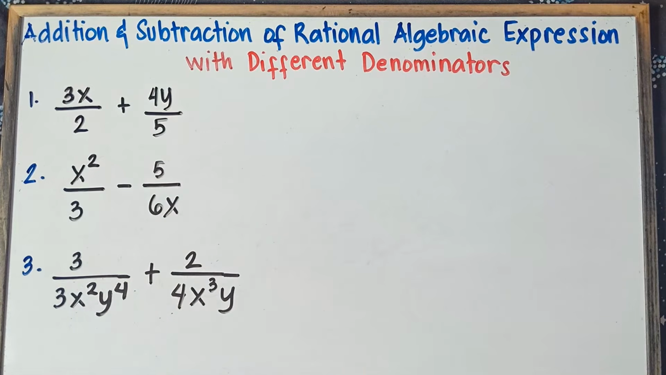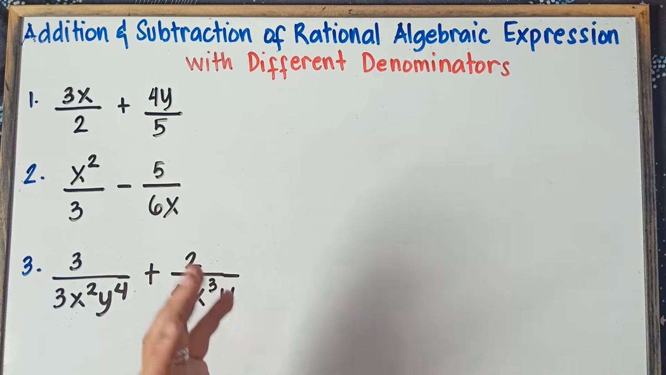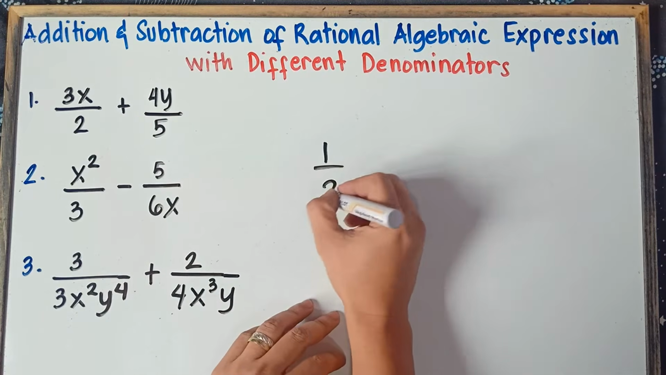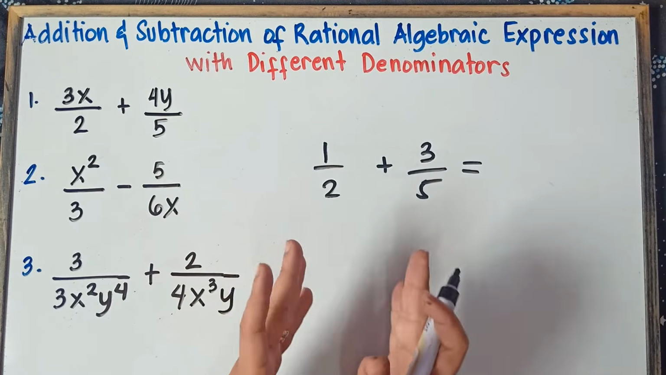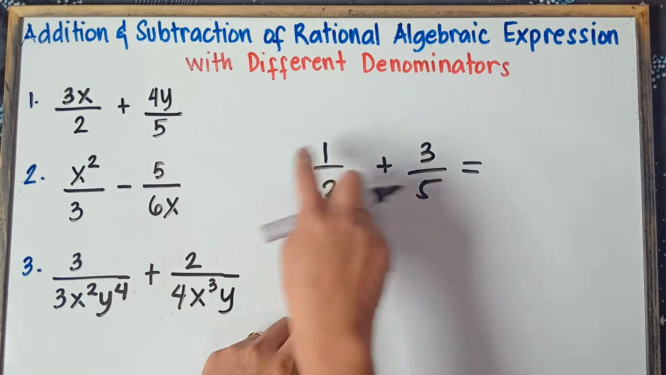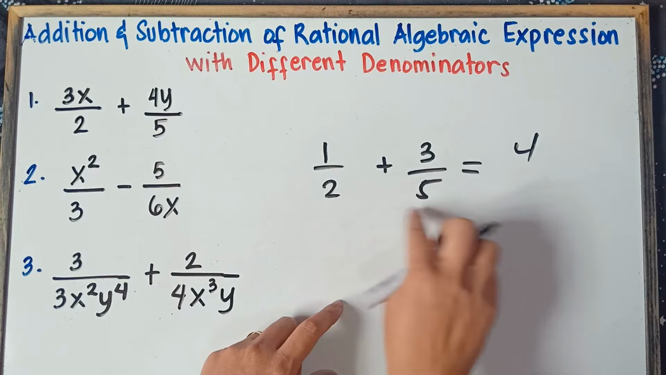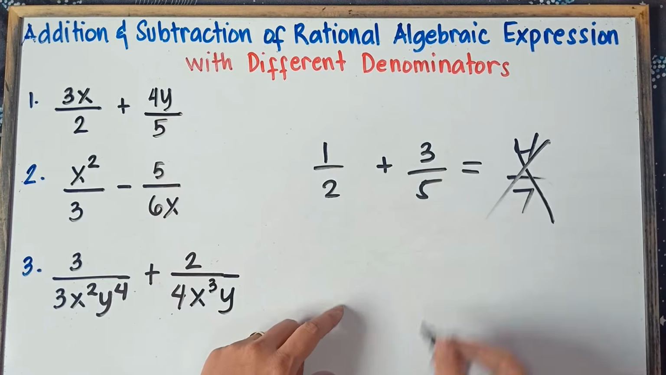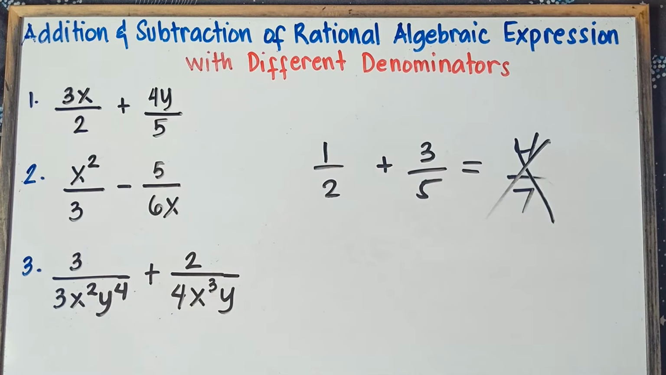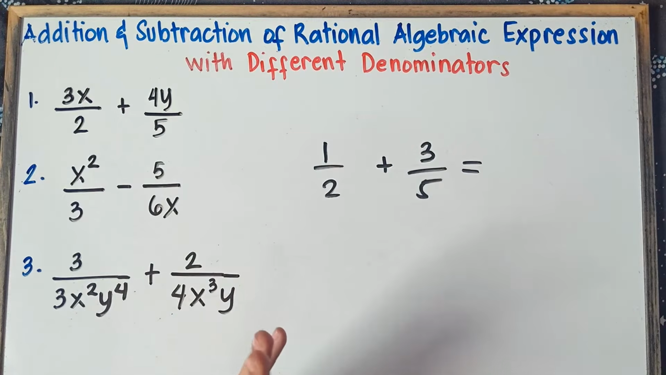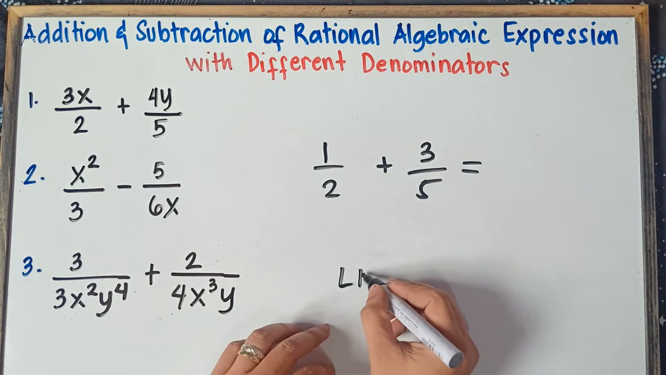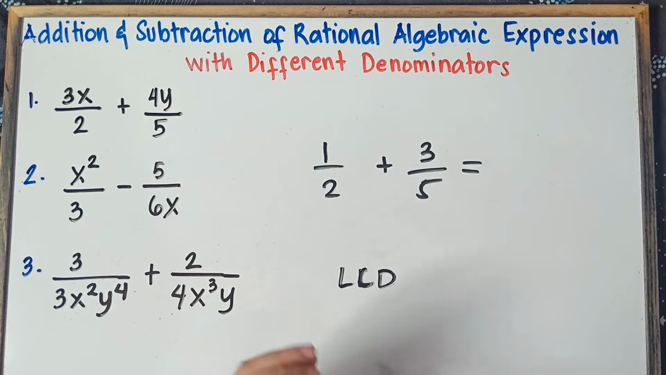Now let's recall addition of fractions with different denominators. If I say 1/2 plus 3 over 5, how will you add this? You can never add the numerators directly: 1 plus 3 is 4, and 2 plus 5 is 7. Nope, you will commit a mistake. You can never add fractions directly if they don't have the same denominator. You need to find the LCD, the least common denominator.